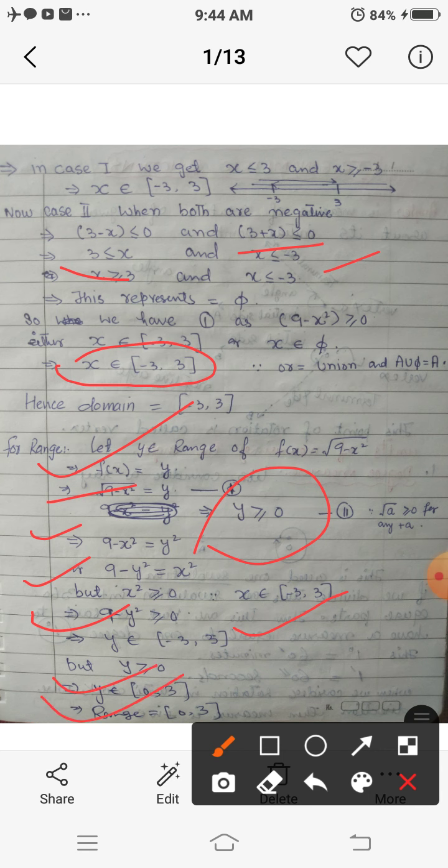So the range is 0 to 3, which implies that this is the function whose domain is the closed interval minus 3 to 3, but its range is 0 to 3. You can check this by putting the endpoints of these intervals.